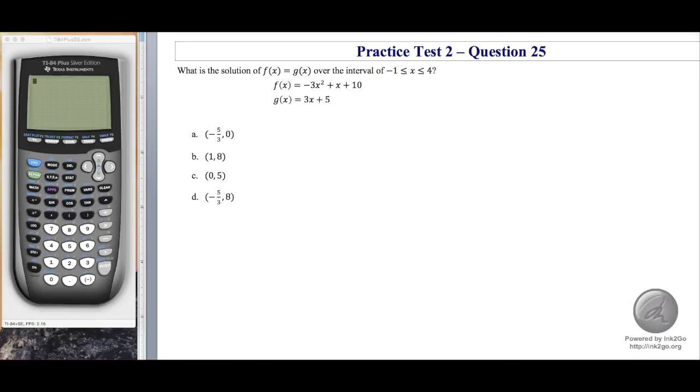What is the solution of f of x equals g of x over the interval of -1 is less than or equal to x is less than or equal to 4? We're going to solve this two different ways. First, let's start with the calculator.